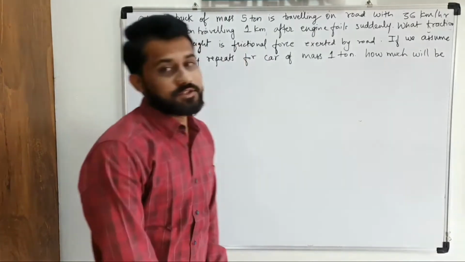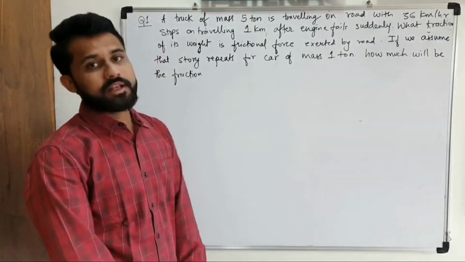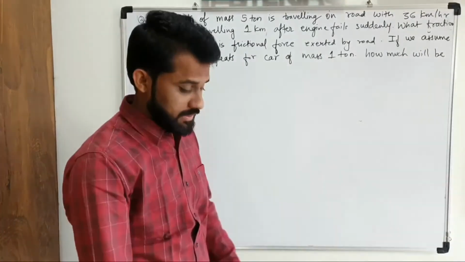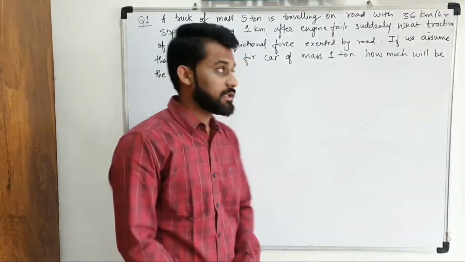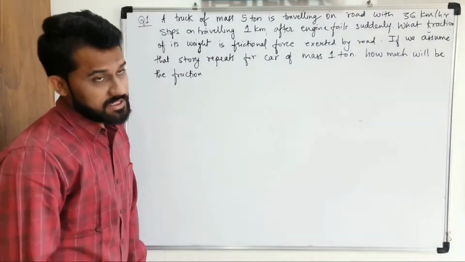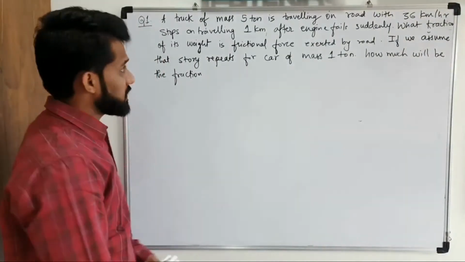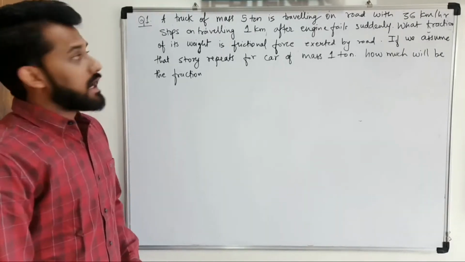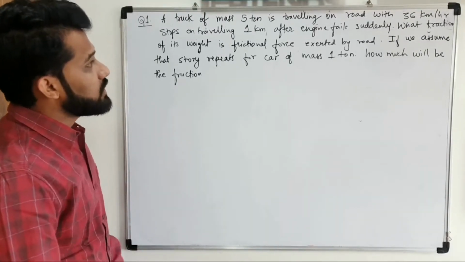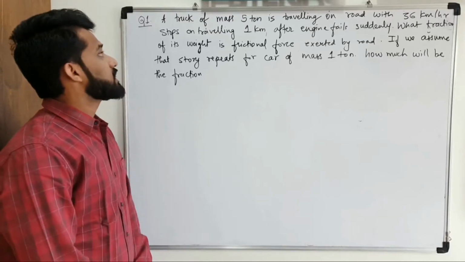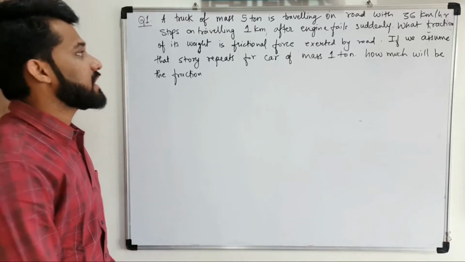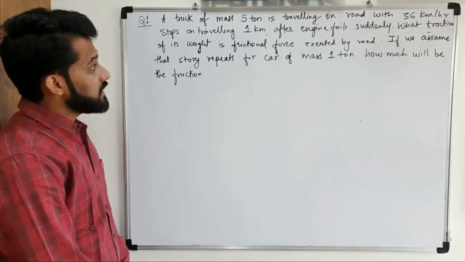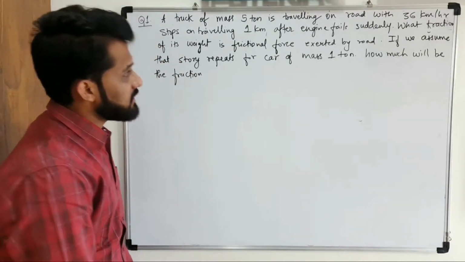Hello students. So the next topic that we are starting today is Newton's laws of motion, the fourth topic in the new 11th standard state board textbook: laws of motion. We will start with the question straight away. The first question you will find in the exercise is: a truck of mass 5 ton is traveling on the road at 36 kilometers per hour, and stops after traveling 1 kilometer after the engine failed. What fraction of its weight is the frictional force exerted by the road?